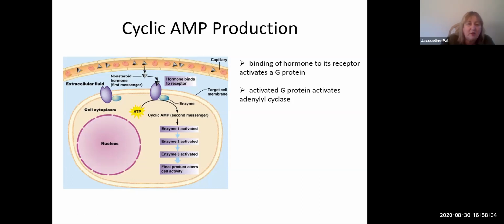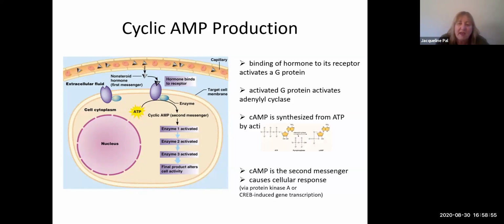The adenylyl cyclase is going to have ATP be broken down, producing cyclic AMP. So two of the phosphate bonds are being removed. Cyclic AMP is the second messenger in this scenario. In this one, it shows that it's activating an enzyme, which then can activate another enzyme, which then can activate another enzyme, which then can have the final product that produces whatever our net goal activity was. So as you can see, second messengers are complicated.